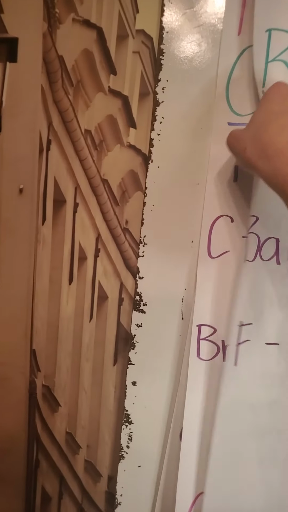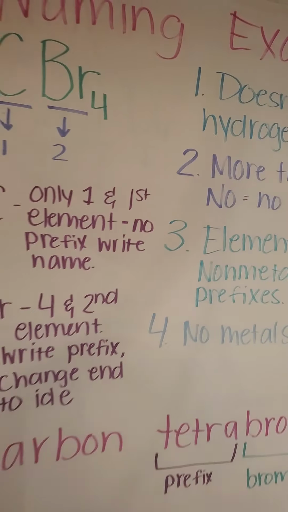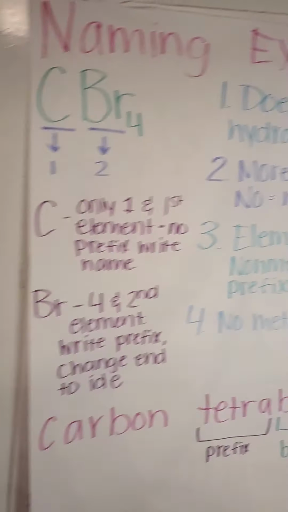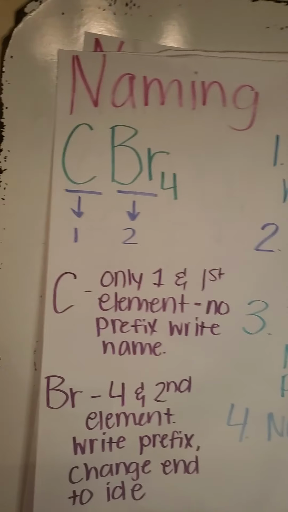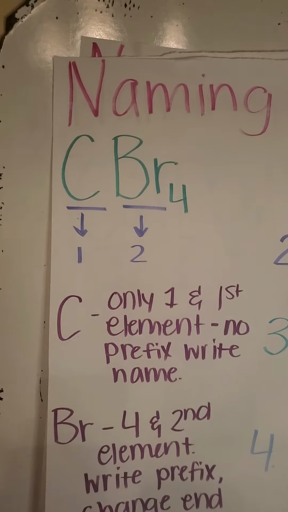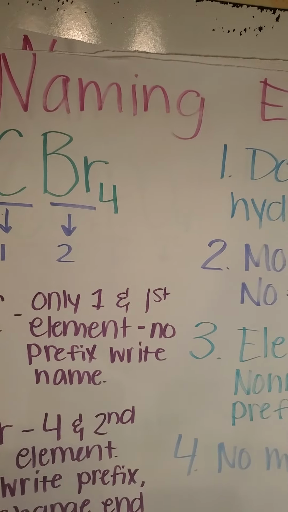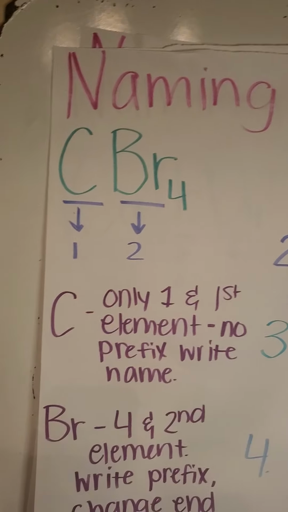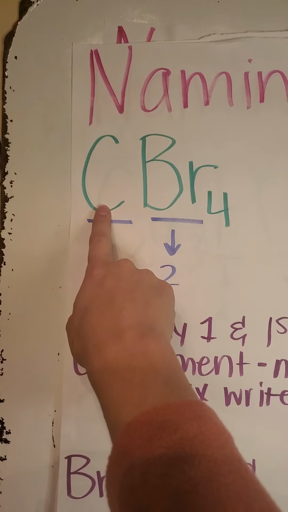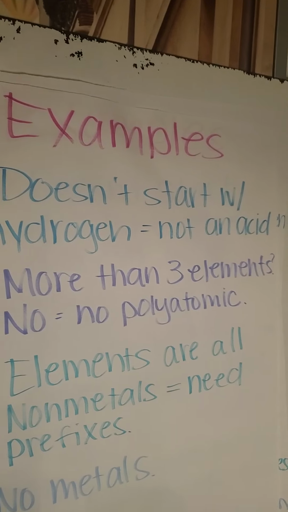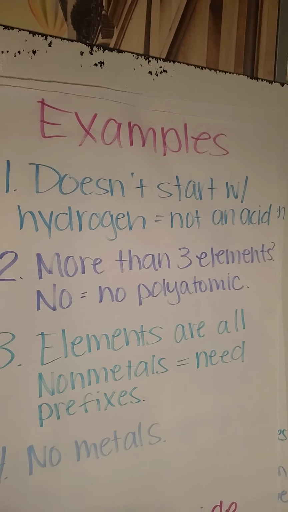All right, so now we're going to look at another example. Okay, so we've got carbon and we've got bromine. Okay, so first question is always the same. Does it start with hydrogen? No, it does not. So that means not an acid.